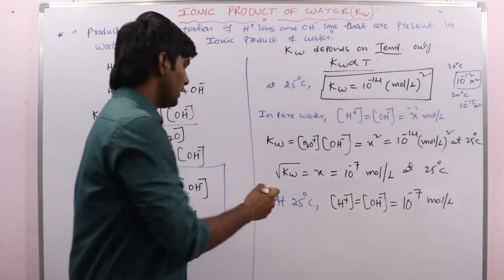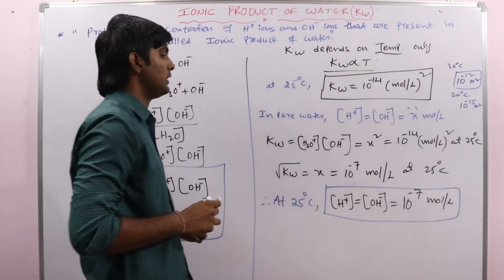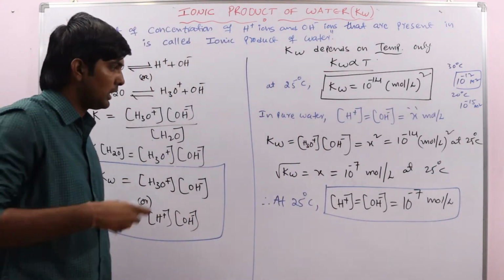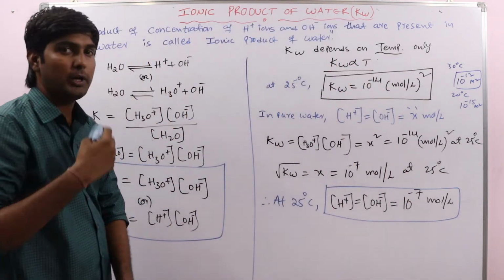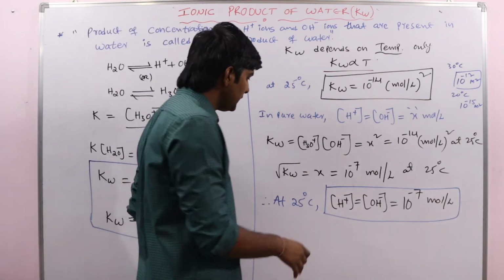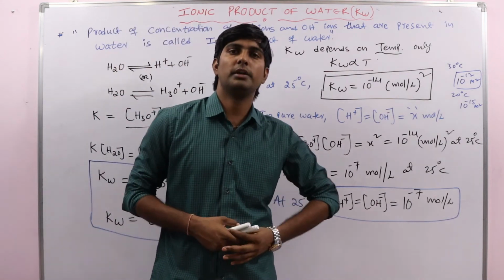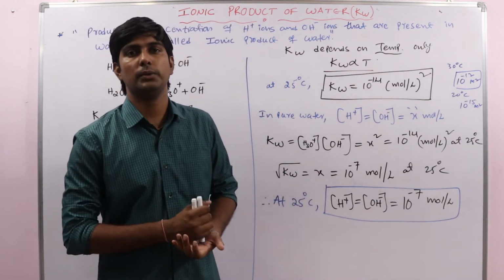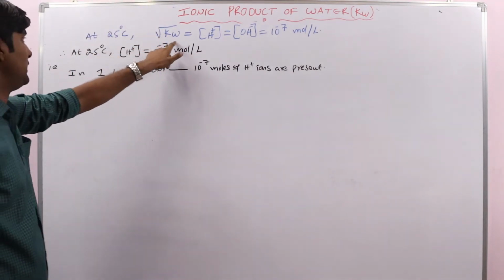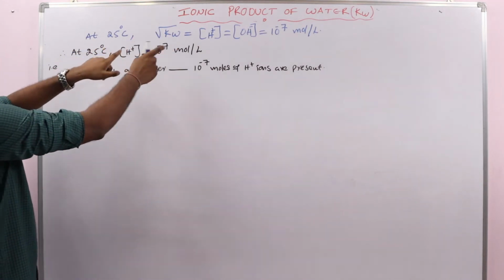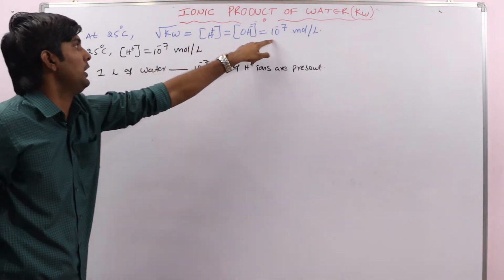So at 25 degrees centigrade in pure water, H plus ion concentration is equal to OH minus ion concentration, that is equal to how much? 10 power minus 7 moles per liter. Okay. If temperature changes, this value also changes. Okay, clear? So now we discuss degree of dissociation of water also. Now let us see. So here we discussed this at 25 degrees centigrade. Okay, from this we are taking that H plus ion concentration equal to 10 power minus 7 moles per liter.